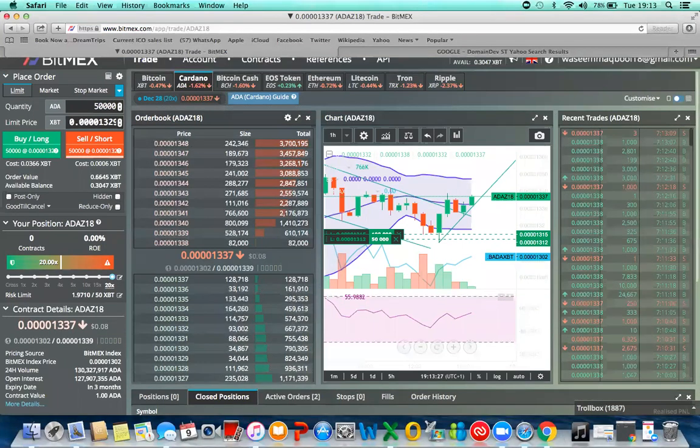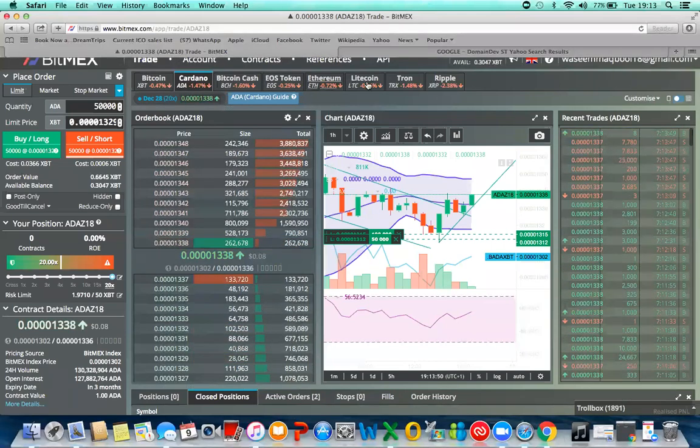Once you log in, this is how your account would look, in your back office, or whatever you call it, your dashboard. You can see there are different coins that you can trade on. These are the 6 to 7 coins: Bitcoin, Cardano, Bitcoin Cash, EOS, Ethereum, Litecoin, Tron, and Ripple. These are the only coins that you can trade on, and with most of these coins, you're trading against dollar and against Bitcoin.